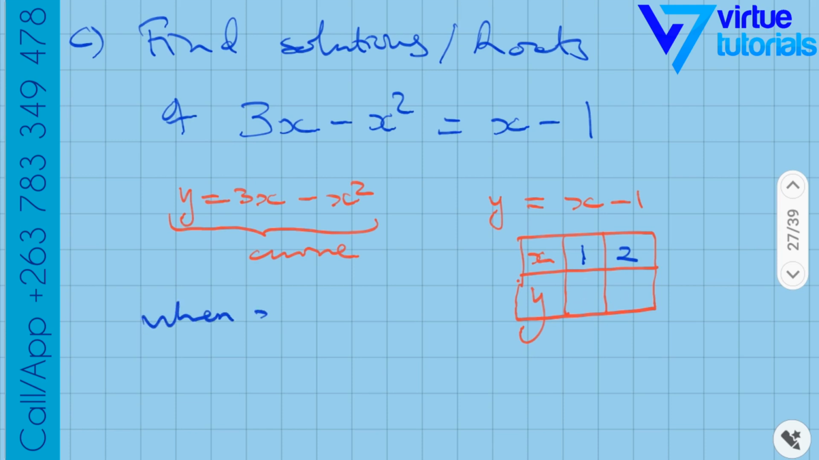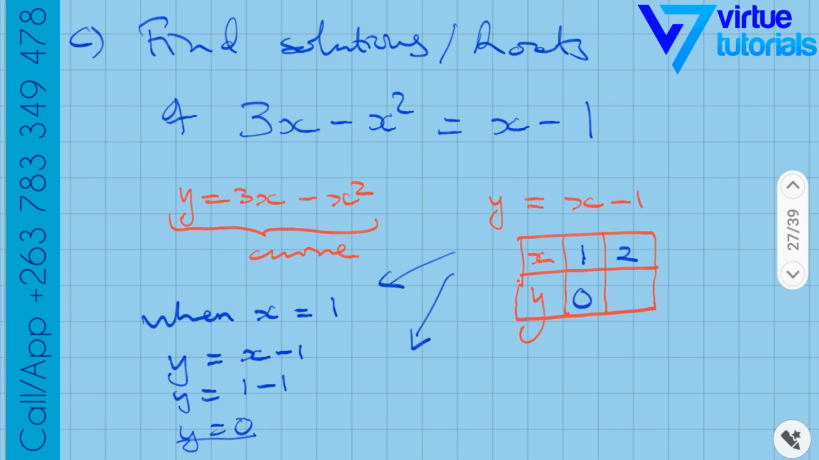When x is equal to 1, y is equal to x minus 1. So y is equal to 1 minus 1, y is equal to 0. So y is 0 there, right? Again, when x is equal to 2, y is equal to x minus 1. So y is equal to 2 minus 1. So y is equal to 1. So we complete that. We have 1, 0, and 2, 1. Those are the 2 points that this line passes through.